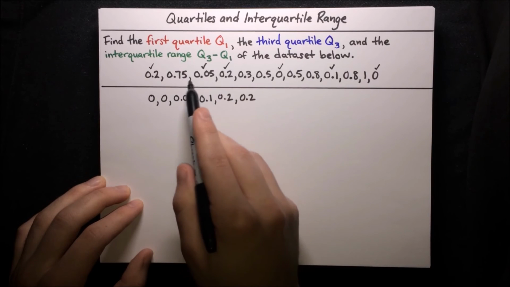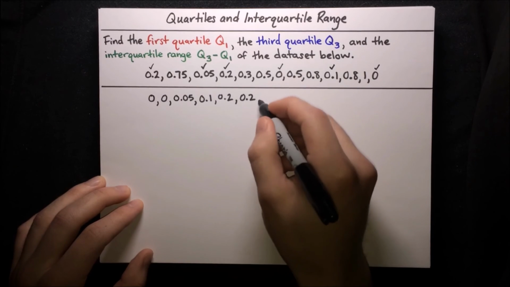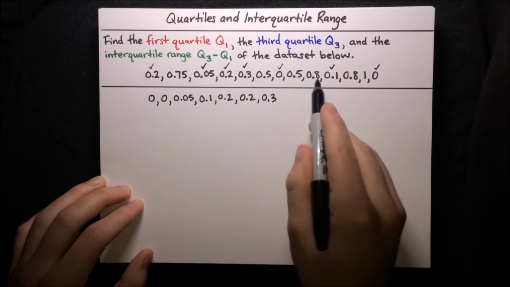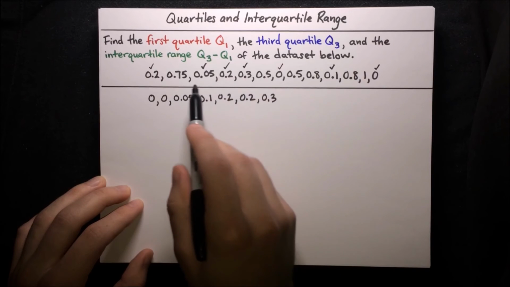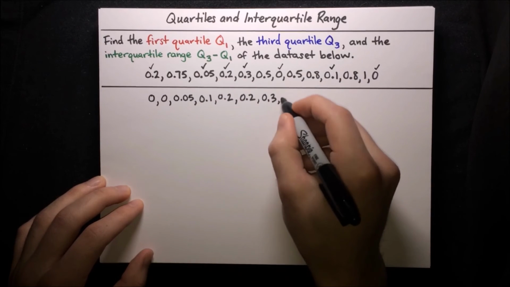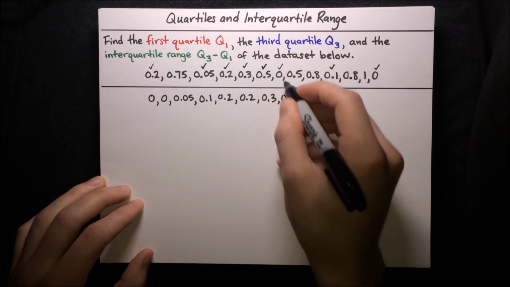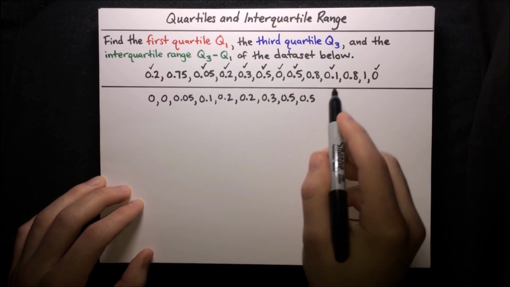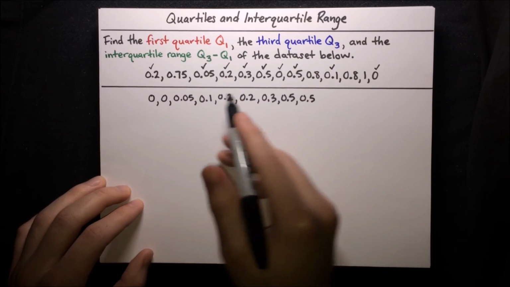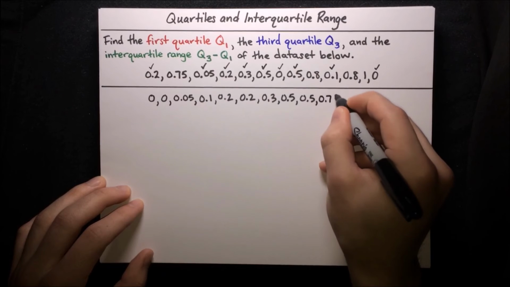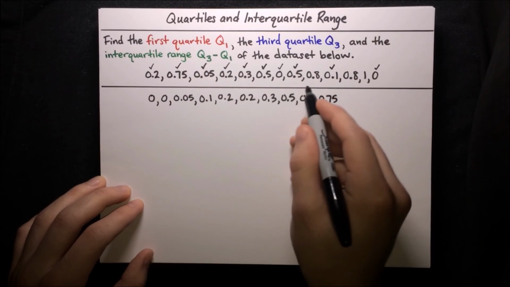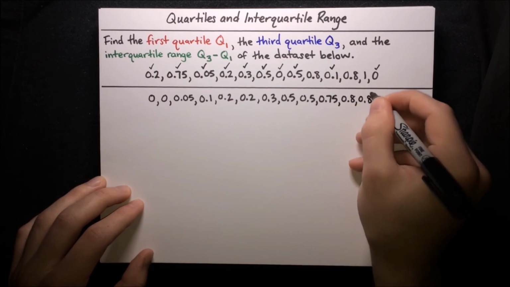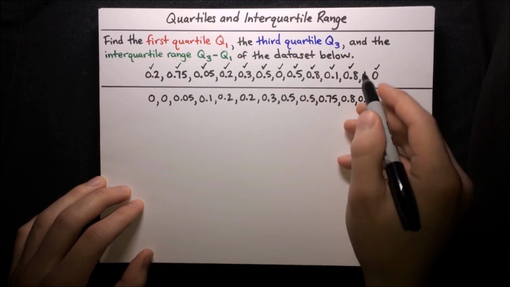Anything bigger than 0.2? There's 0.75. That doesn't seem right though. 0.3. That looks like the next one. Any other 0.3s? No. How about any 0.4, 0.5? Hey, there's a 0.5. And there's another 0.5 right over here. Any 0.6, 0.7, well there's a 0.75. Any 0.8? Yeah, there it is. There's two of them, 0.8 and 0.8. And then our last number is 1.